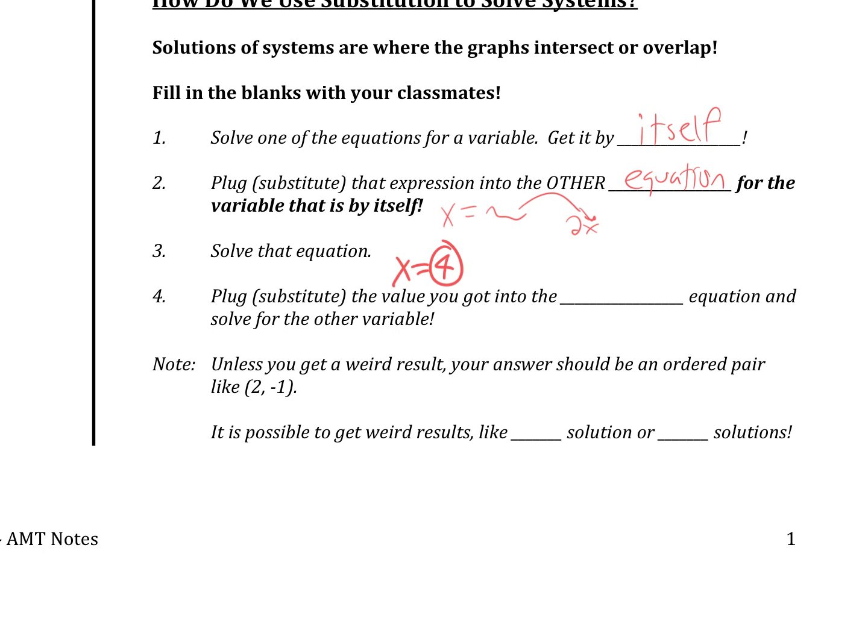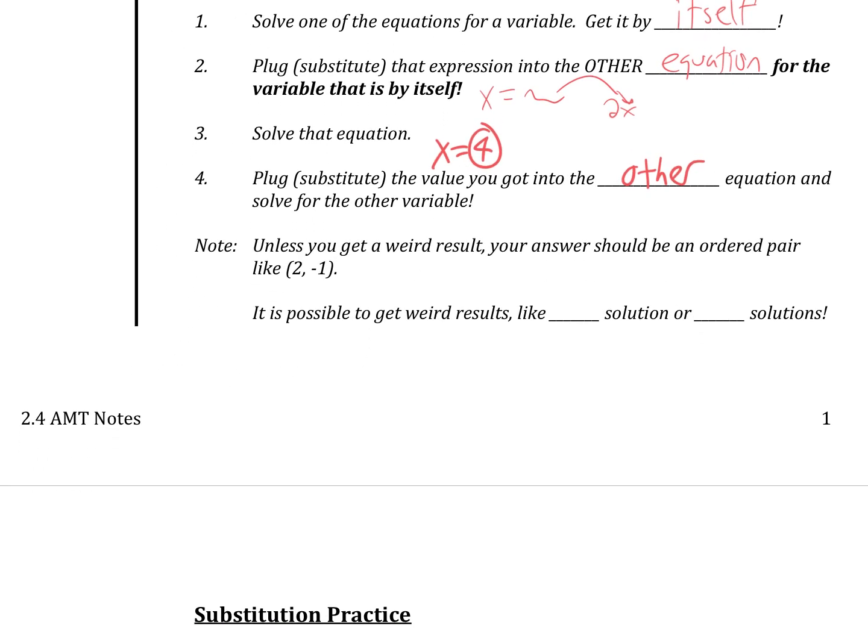So in this case, we would solve for the other variable. And for your final answer, you're going to get x equals something and y equals something. It should be an ordered pair like this: (x, y), right? So (2, -1) would be x equals 2 and y equals -1. So make sure you write it as an ordered pair.